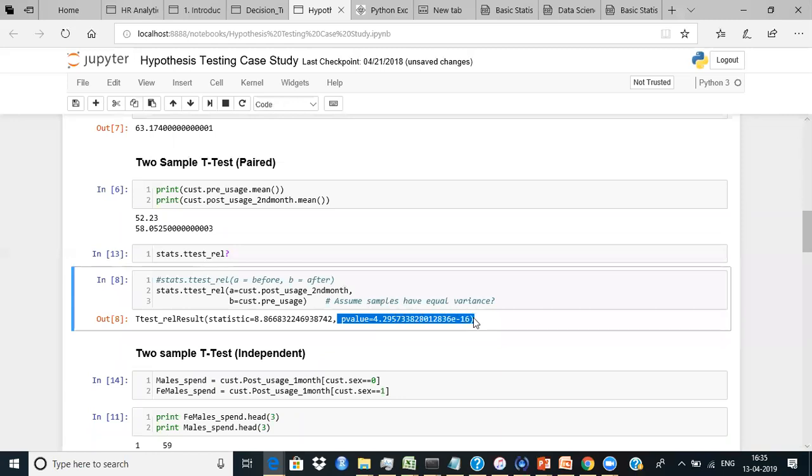Now we need to know in which direction, right? A positive sign here indicates whatever you have entered as A is more than whatever you have entered as B. A positive sign indicates A is greater than B. So if I reverse this, if I put this as A and put this as B, you will see that you will get the exact value, but the sign will flip.